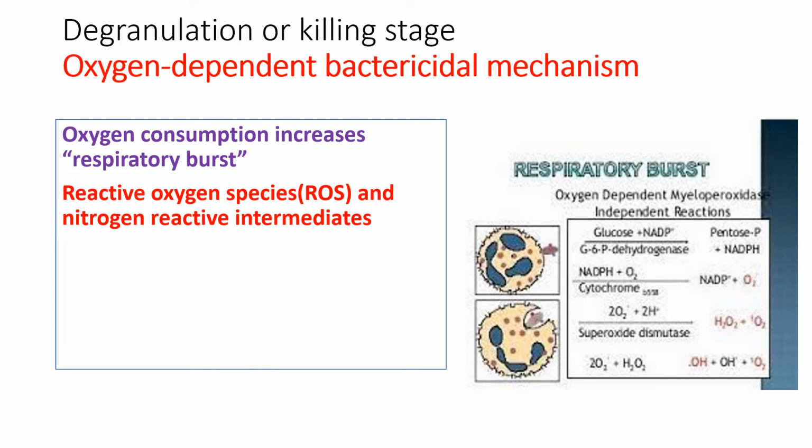So the oxygen dependent bactericidal mechanism, as the name suggests, involves oxygen. Within seconds of stimulation of the neutrophil, there is a sharp increase in oxygen uptake, which is also known by the name of respiratory burst. This increased oxygen uptake is utilized for the oxidation of glucose via the hexose monophosphate pathway, resulting in the formation of reactive oxygen species.